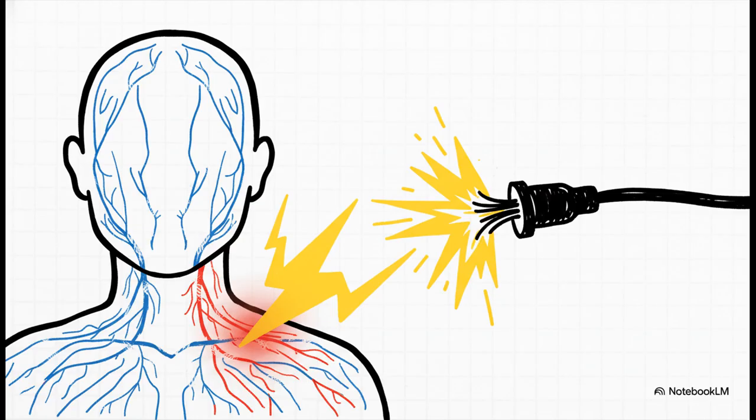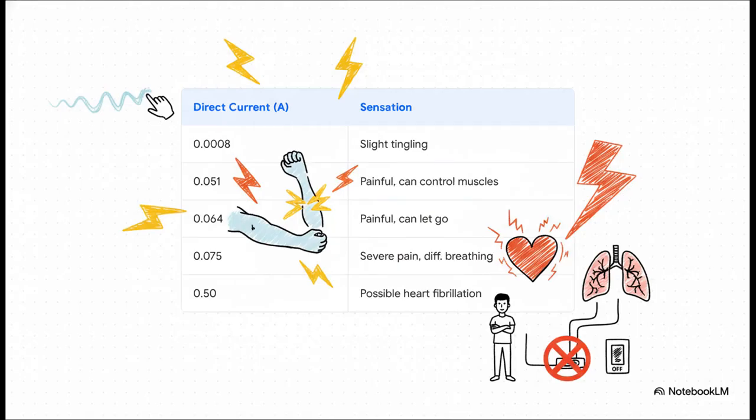See, your whole body, your nervous system, it runs on its own tiny, very precise little electrical currents. Every thought you have, every move you make. An external shock from a wire can completely overload that delicate system, causing all kinds of problems, from muscle spasms to serious injury.